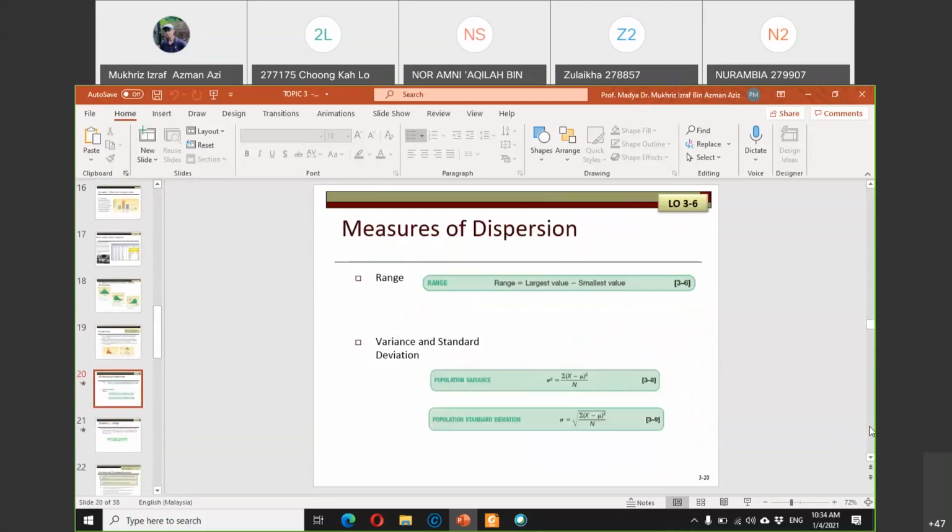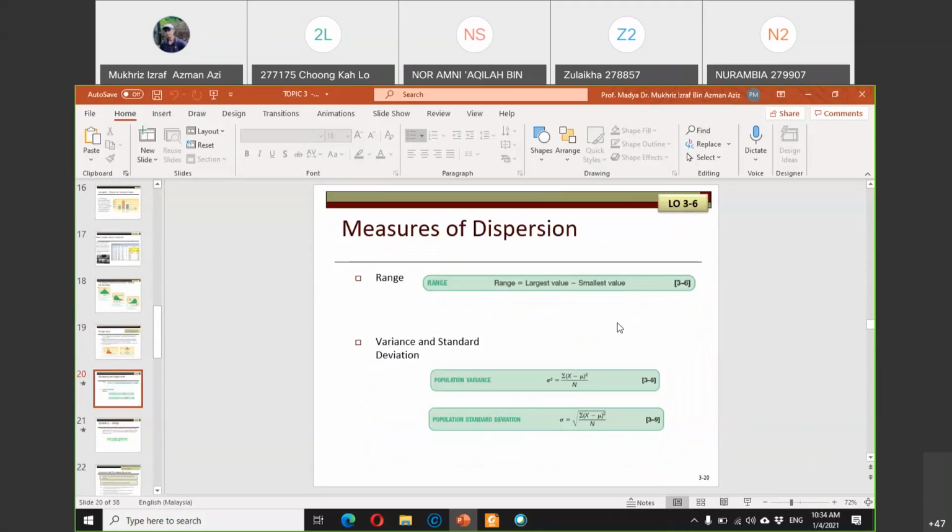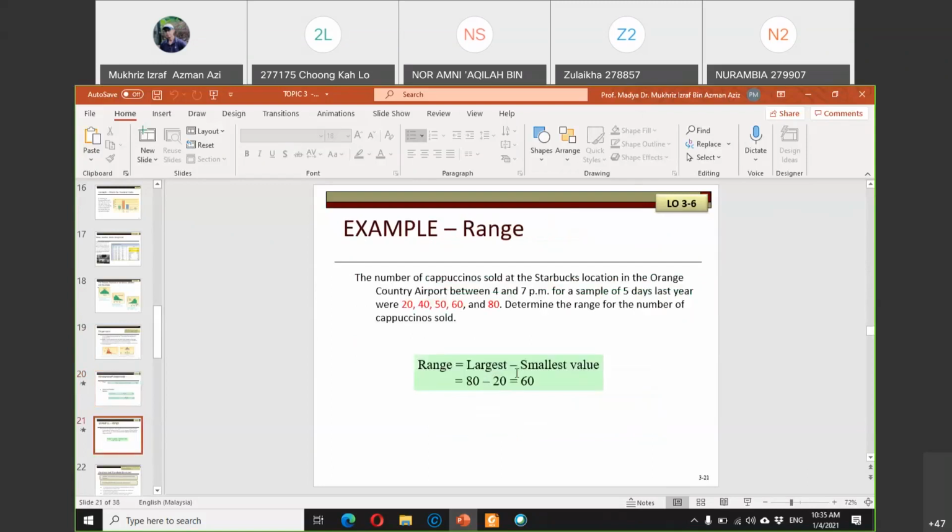But that is not the case for variance and standard deviation. The formula will change based on that. So I think let's keep this slide just now. So range is the largest minus the smallest. Okay, so we have population variance and population standard deviation, and also sample variance.